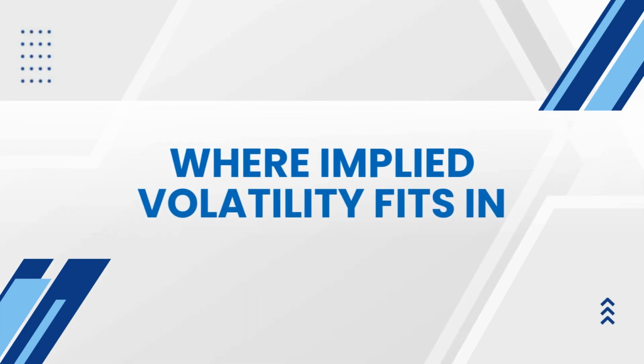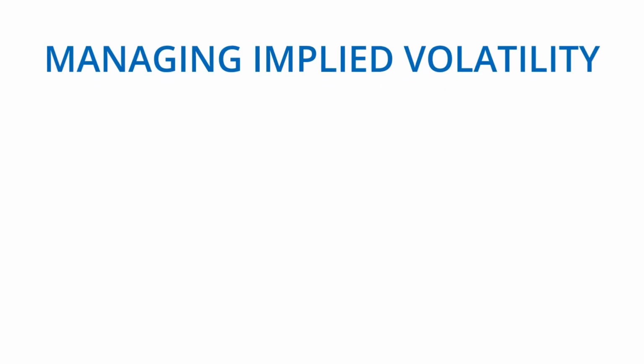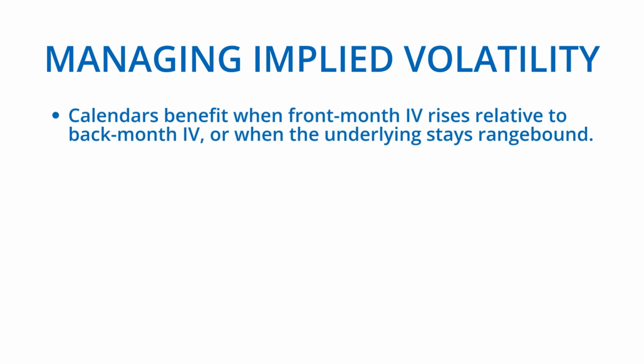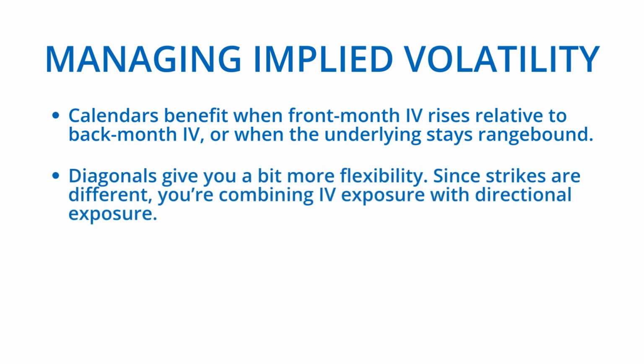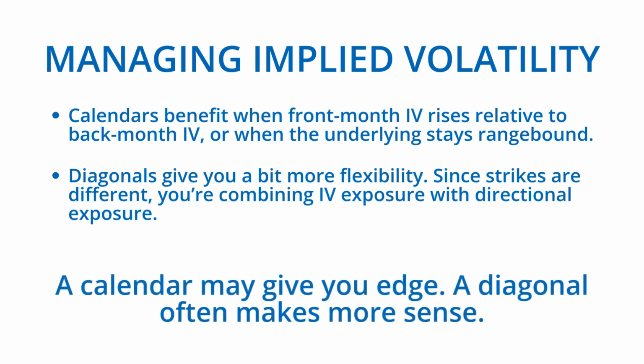Where implied volatility fits in. Both strategies are all about managing implied volatility, or IV. Calendars benefit when front-month IV rises relative to back-month IV, or when the underlying stays range-bound. Diagonals give you a bit more flexibility. Since strikes are different, you're combining IV exposure with directional exposure. Here's the key rule of thumb. If you expect the stock to stall or consolidate, a calendar spread may give you the edge. If you expect a gradual move in one direction, a diagonal spread often makes more sense.